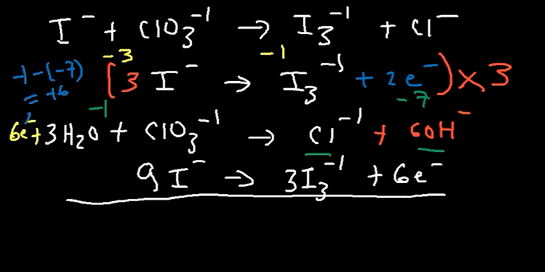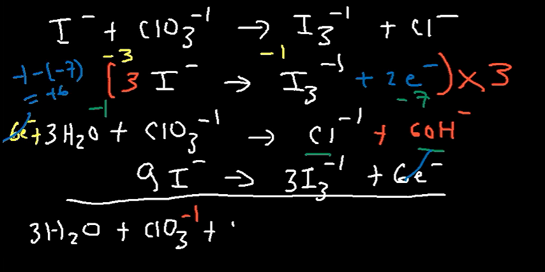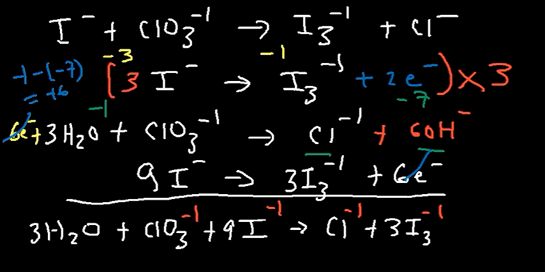So now let's add the 2 equations. Those will cancel. So we have 3H2O plus 1 chlorate ion and 9 iodide ions. One chloride, three triiodide ions, and that is it. No wait, 6 hydroxide, almost forgot that one.